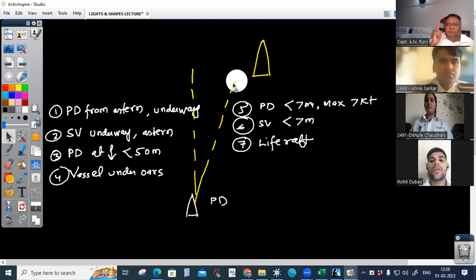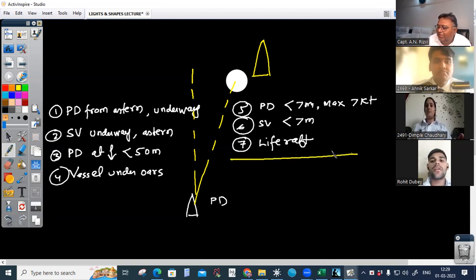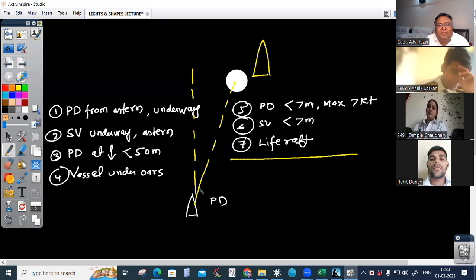So first action. So determining if risk of collision is existing. Exactly. And how are you going to determine risk of collision? By taking a series of compass bearing. Absolutely correct. Just commit to your memory. I will take a series of compass bearing of a vessel. And if the compass bearing does not change appreciably, there is a risk of collision.